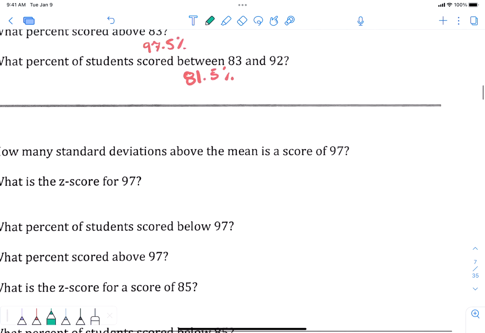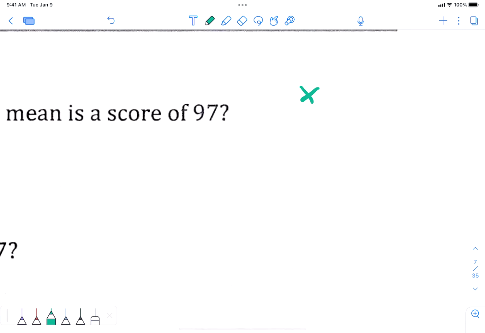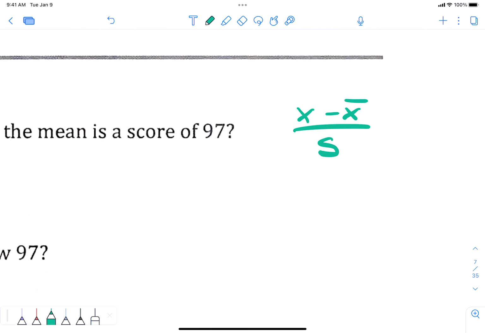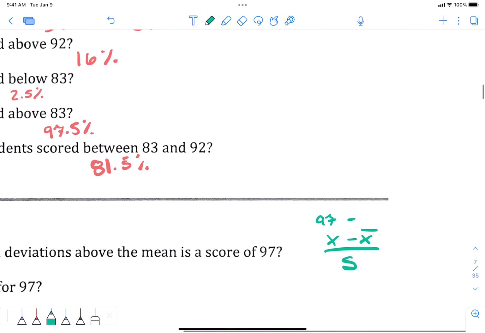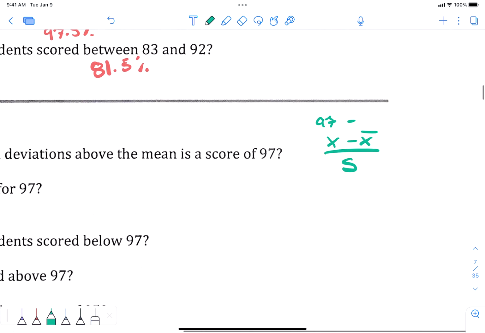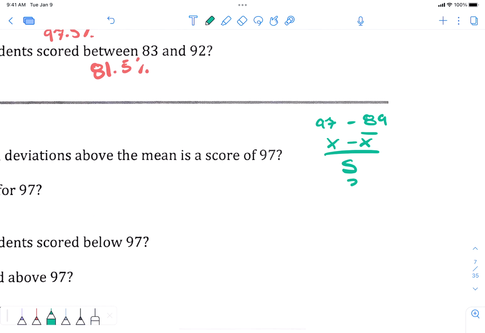If you calculate that exactly, it's x minus x bar divided by the standard deviation. Get that formula stuck in your head. Okay? What is x? Your value, 97. The average we said was 89. And we divide that by 3. And you should have gotten 2.67, 2 and 2/3, something like that.